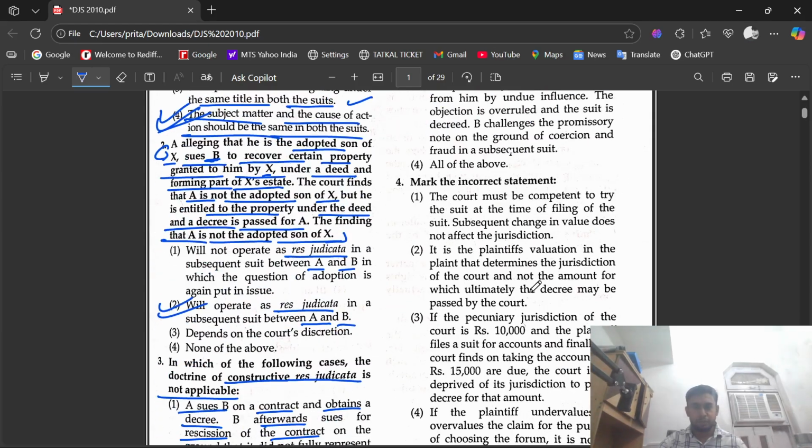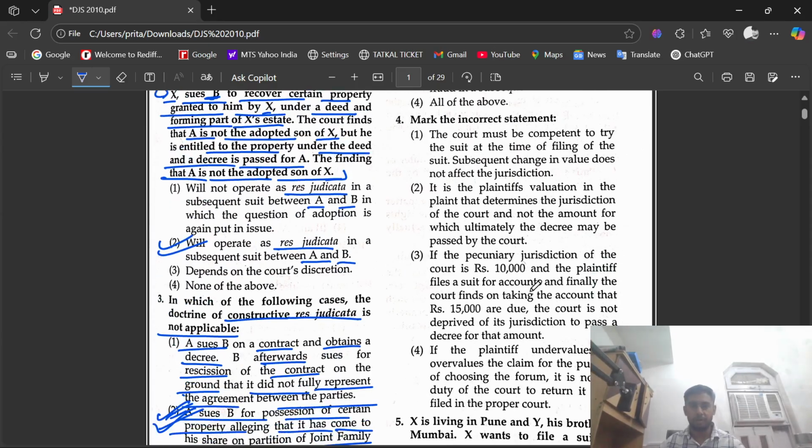Question number four. Mark the incorrect statements. These are those questions whose options I can't ignore. These are not direct questions, so I have to read all options. Apart from that, I know the answer because I already did the analysis and have the answers to these questions. So, mark the incorrect statement.